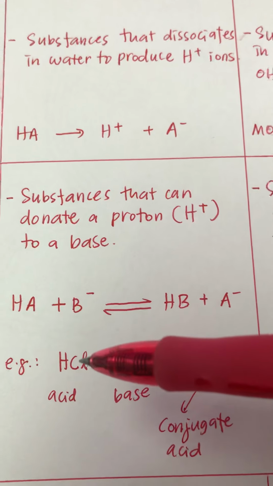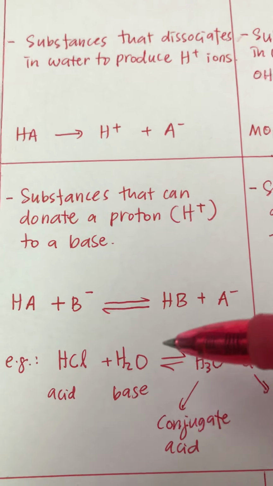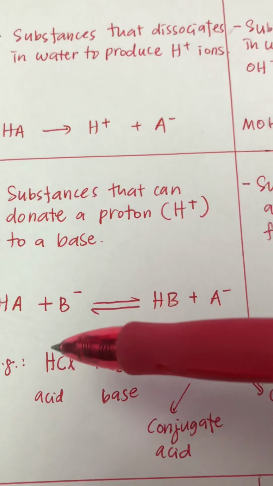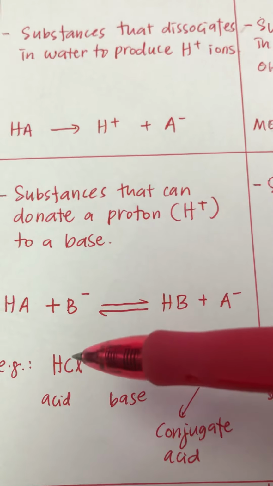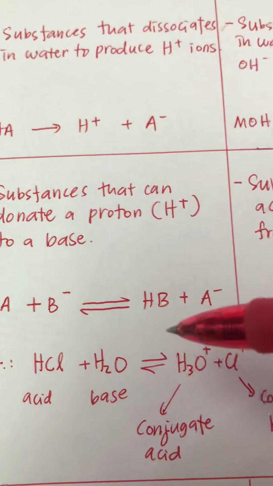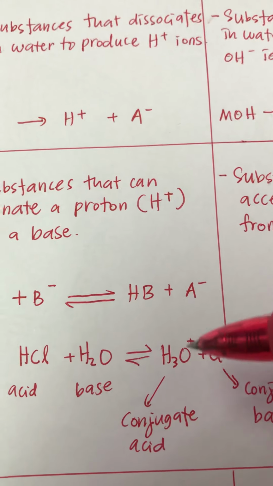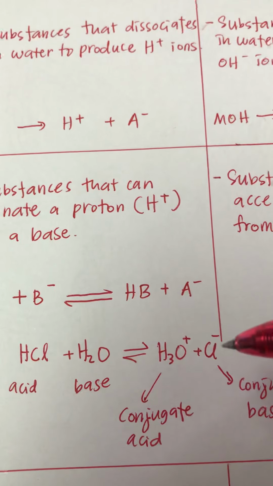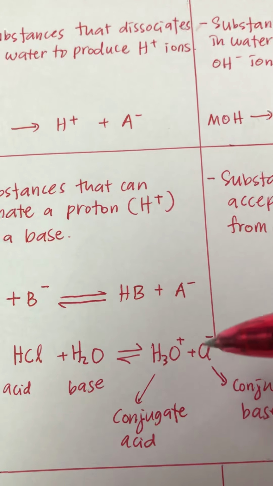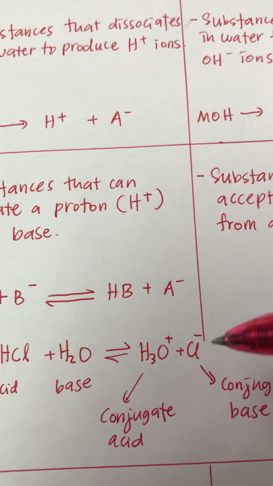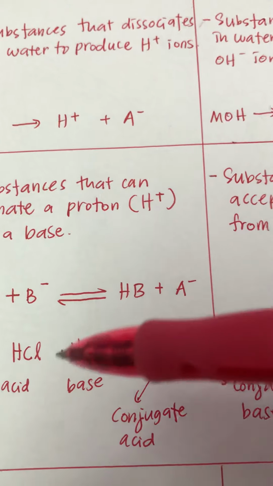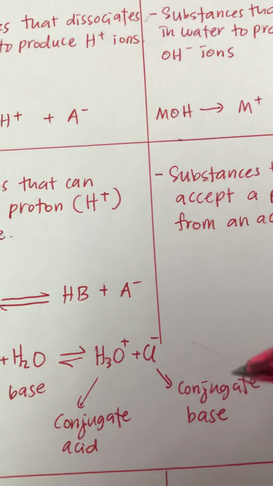Here we have hydrochloric acid and H2O as the base, and the H+ or the proton from the acid will donate to the base to form H3O+, the conjugate acid, while the Cl has become Cl- since it donates its proton to a base, so it becomes a conjugate base.